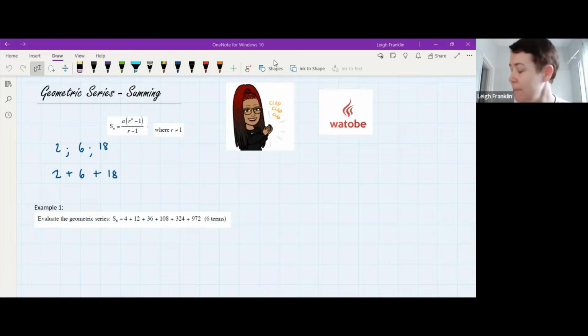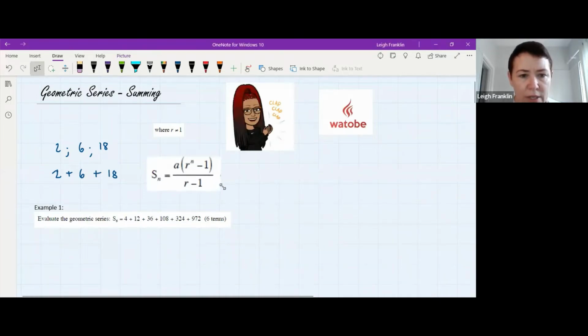The sum formula for geometric series is here on the screen. I hope it's big enough. I can always make it bigger. This is it over here. Maybe I should enlarge it a little bit.